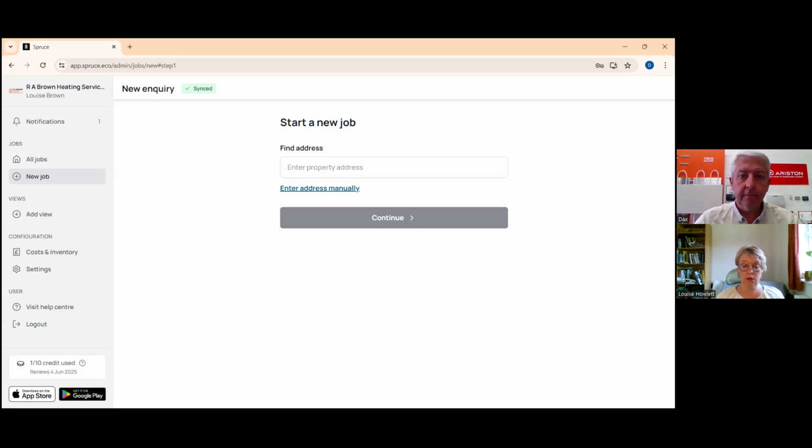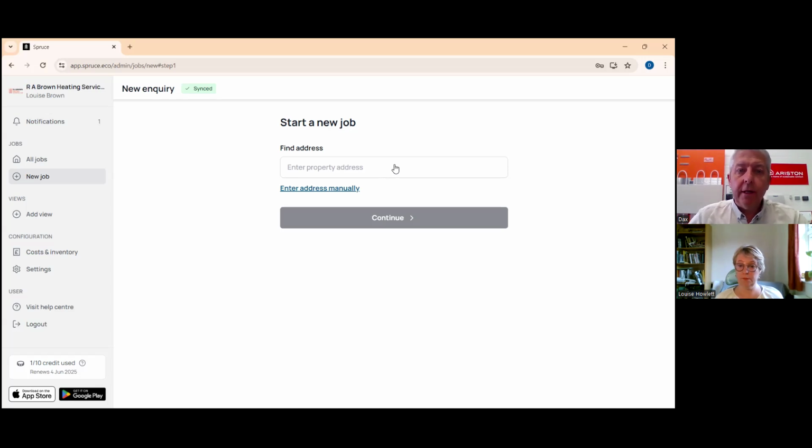So we're going to use a real dummy example of my address. I already have a heat pump, but that doesn't actually matter to the software. We can look at estimating for another heat pump, even if you've already got one. So Dax is going to enter the details to start off.